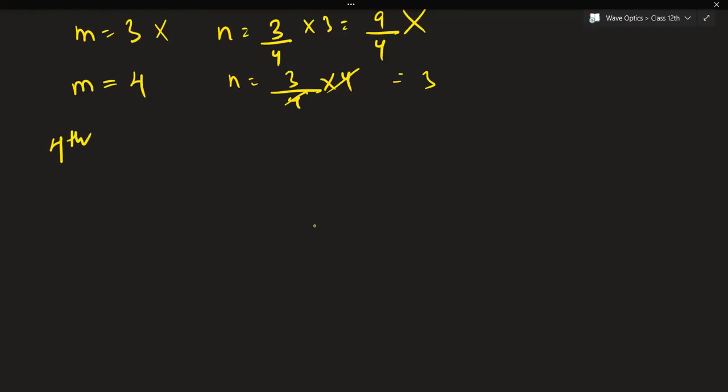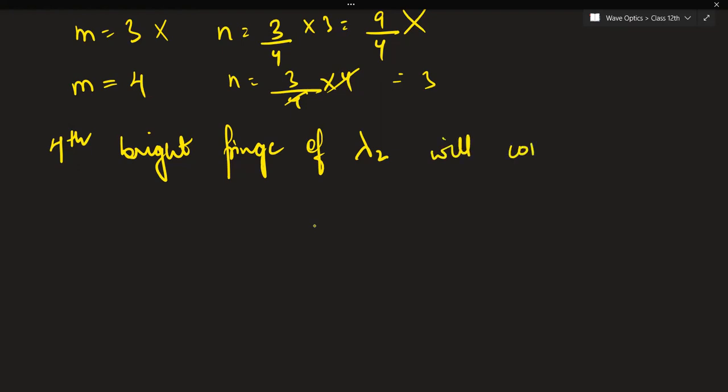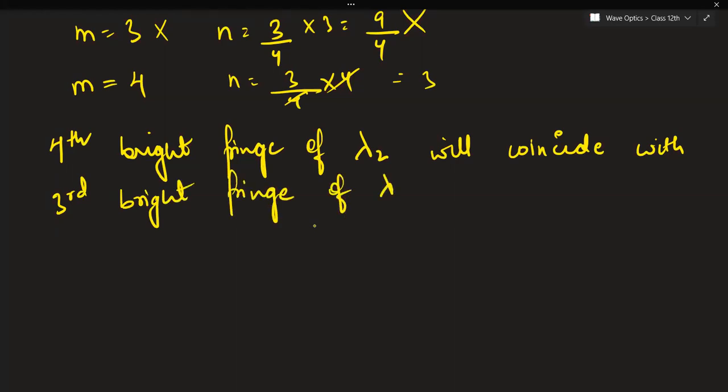This means the fourth bright fringe of lambda 2, fourth because m is equal to 4, will coincide with the third bright fringe of lambda 1. This is the meaning of it.